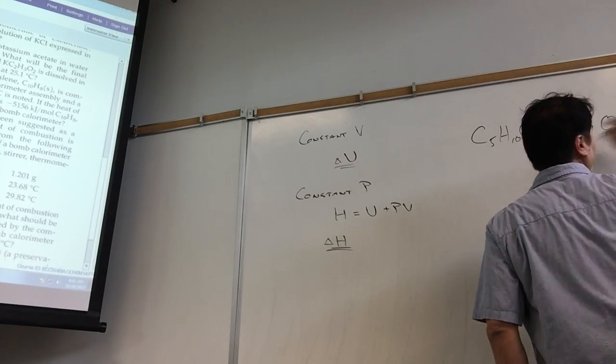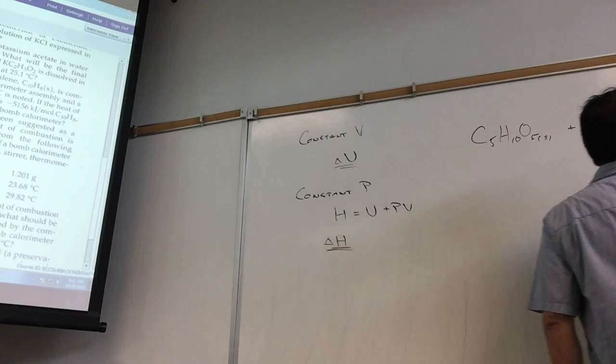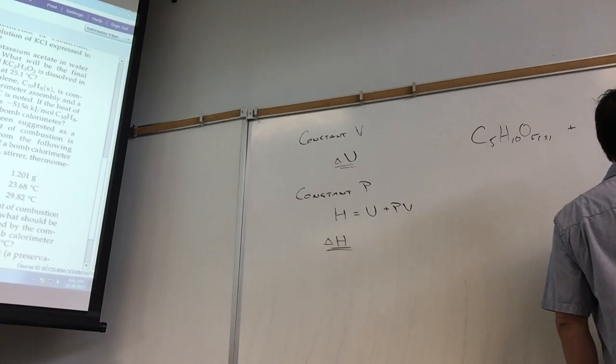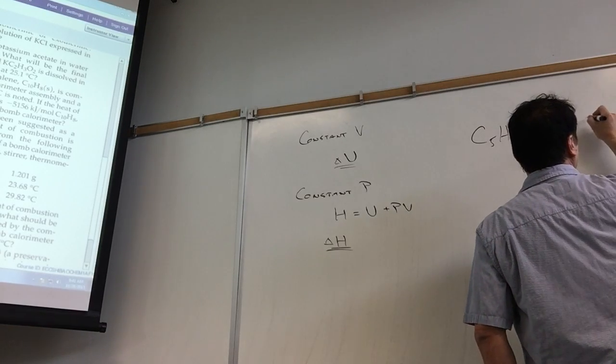So we need to balance this. So we need 5 carbon, 5 water. This is 10, 15 oxygens. We have 5 here, so we just need 5 here.